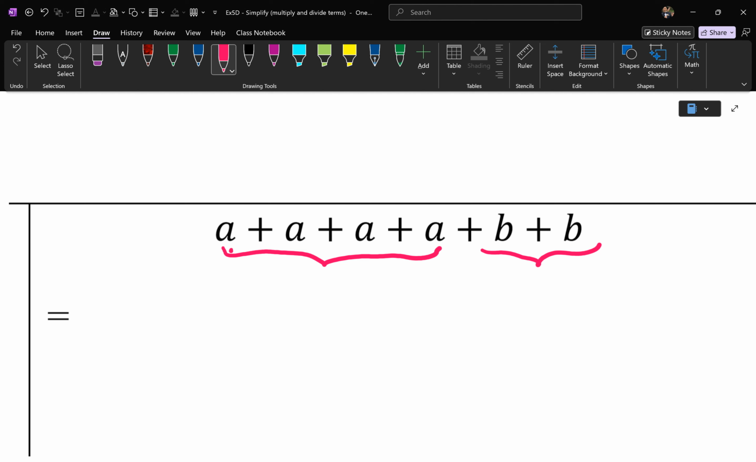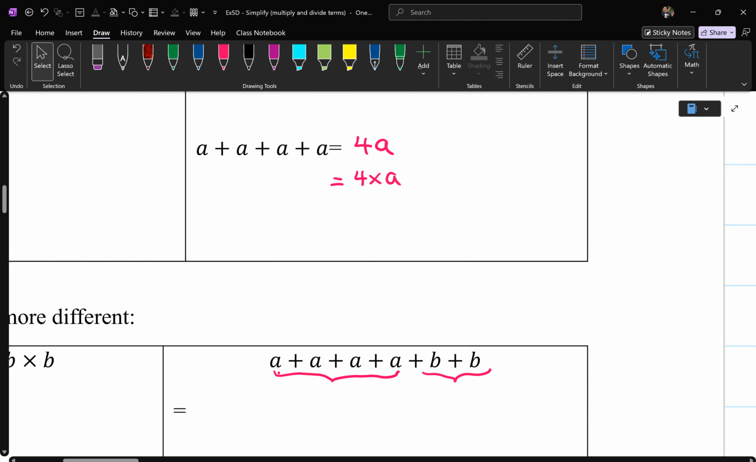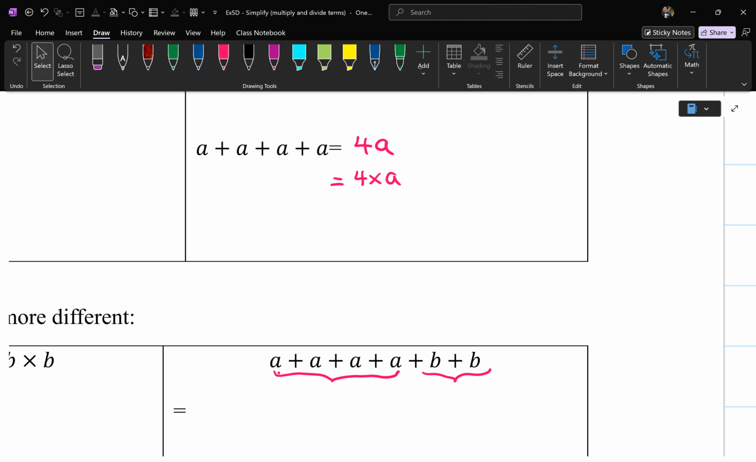So if I ask you now, what's the simplified version of this expression? A plus A plus A plus A plus B plus B can be simplified to what, Josh? A to the power 4 plus B to the power 2. Ooh. Mistake. See that? When it's repeated addition, it becomes times. You see what I mean?